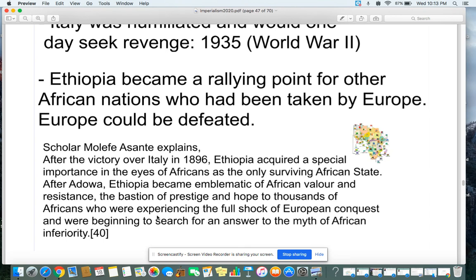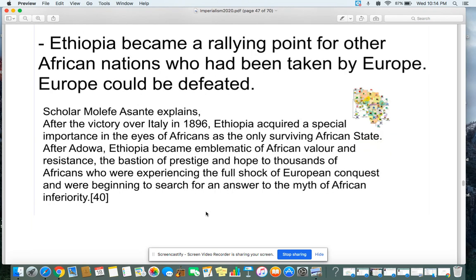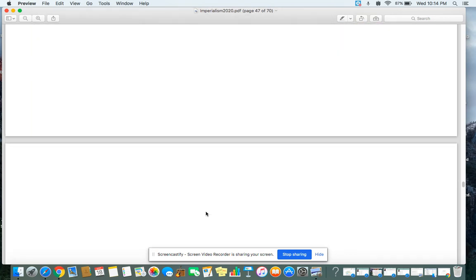And many of the Africans who were kind of in shock of the Europeans taking them over began to break down those views of them being inferior, because they're like, yeah, but Ethiopia won, and so can we. So, a big, important story for African nationalism and belief in African pride, really.